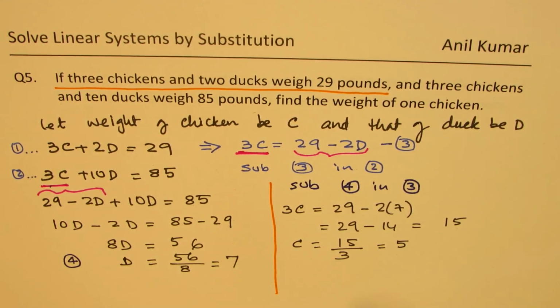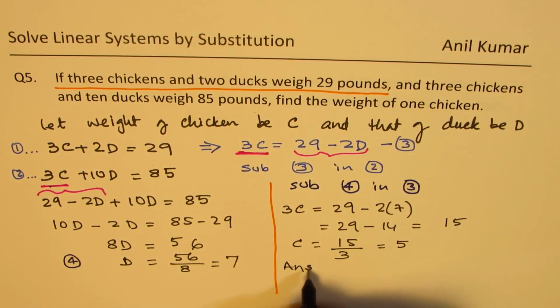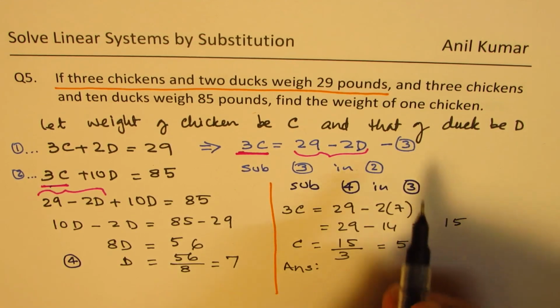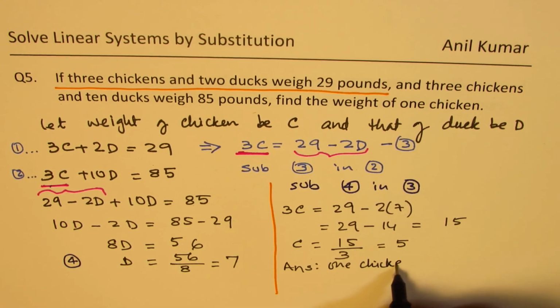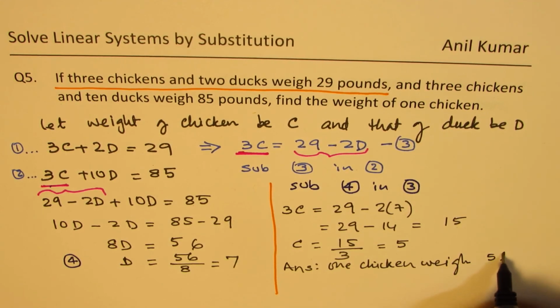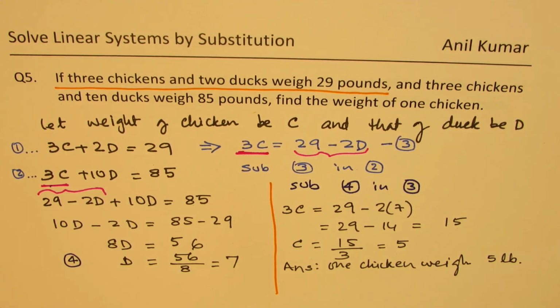So now we should write our answer and include the units. So the answer: how much is 1 chicken? So 1 chicken weighs 5 pounds. Is that clear to you? So that is how you're going to do this question. So we are almost at the midway now. Question 5 done. Let's take a small break and then continue with the rest of the 5 questions.